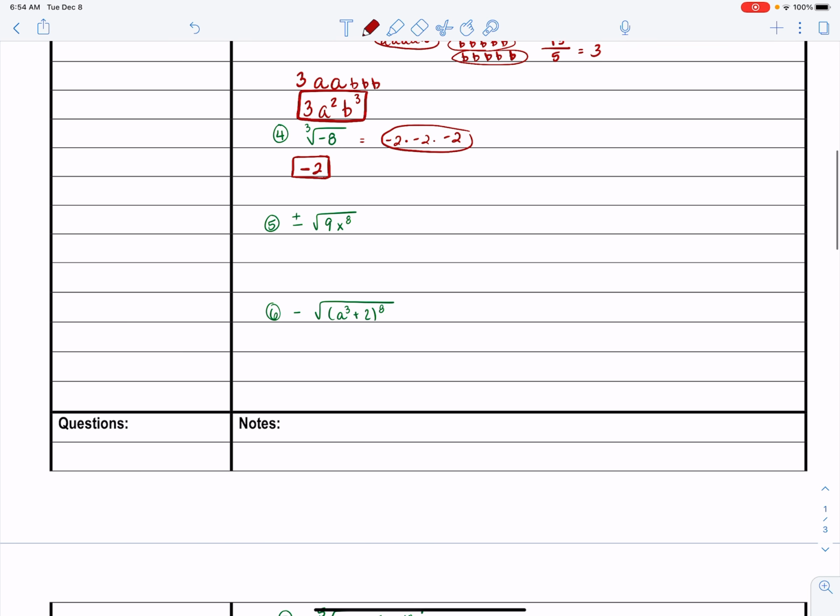All right. Number 5, we're going to keep the plus or minus. It's just a square root, so I'm looking for pairs. I know that 9 can be broken up into 3 times 3. So a pair of 3's gives me a 3 outside. I know that x^8, I could write it out 8 times and find how many pairs. So 1, 2, 3, 4, 5, 6, 7, 8. 1 pair, 2 pair, 3 pair, 4 pair. So 4. Or I could take the exponent of x^8 divided by the type of root we're finding, 2. And I know my exponent should be 4. Okay.